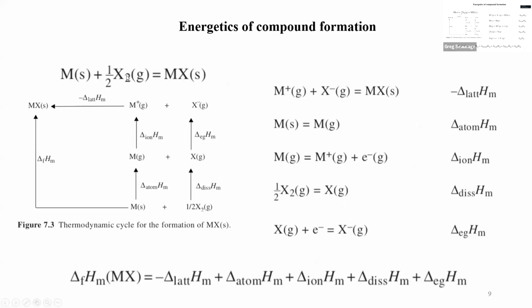So you basically break the reaction into these steps, and each one has a heat of formation. Then the heat of formation is going to be this lattice enthalpy. The lattice enthalpy is usually written so that you break apart the lattice into the components.